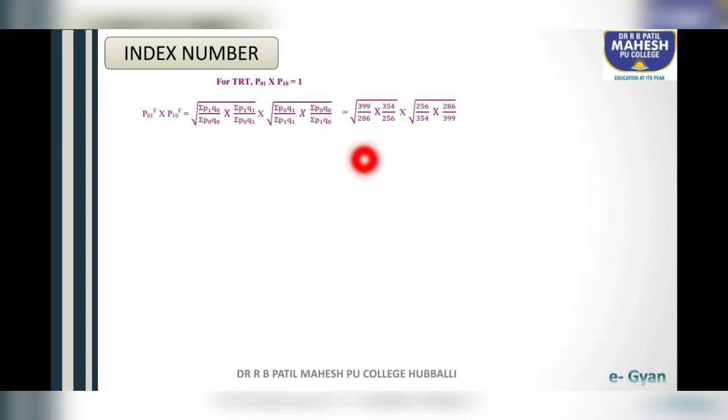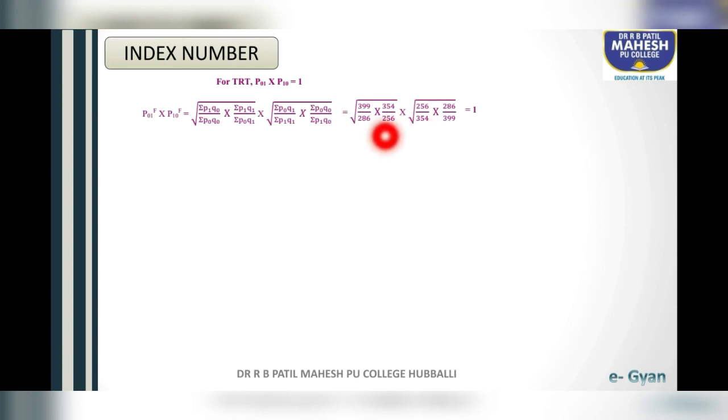Summation P0 Q1 is 256. Summation P1 Q1 total is 354. Summation P0 Q0 total is 286. And summation P1 Q0 total is 399. Okay, students. See here, 399 gets cancelled. 286 gets cancelled. 256 gets cancelled. 354 gets cancelled. So all the terms cancel here.